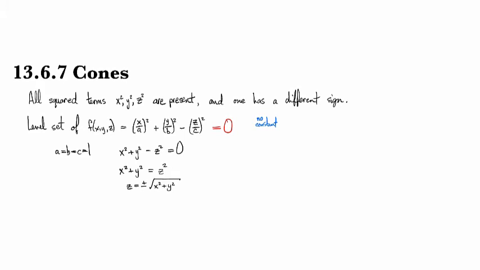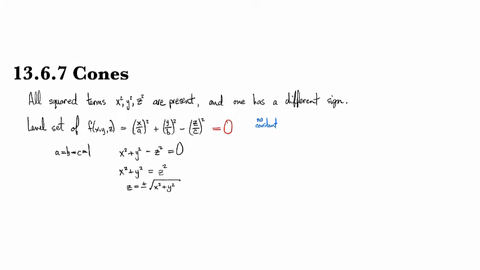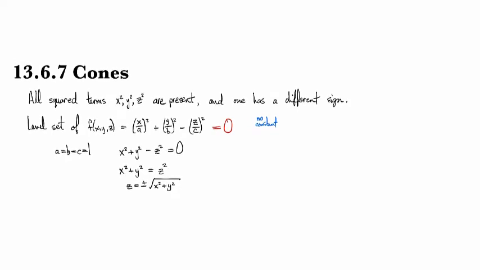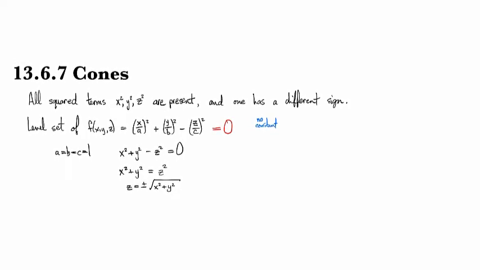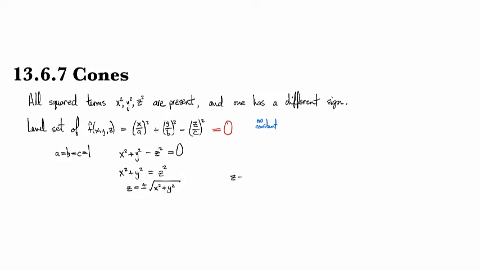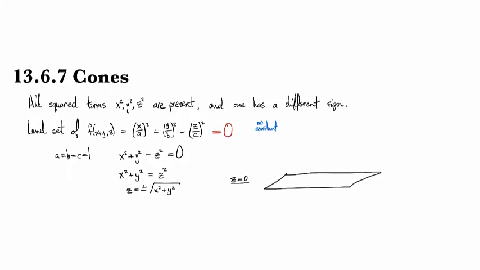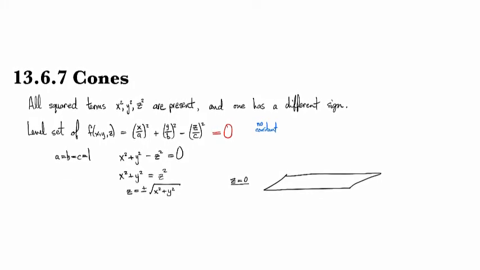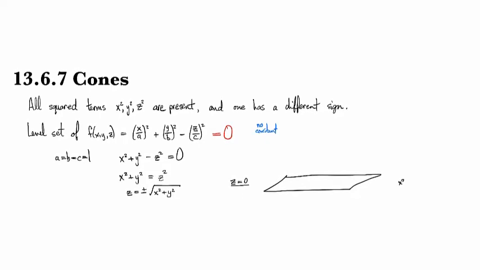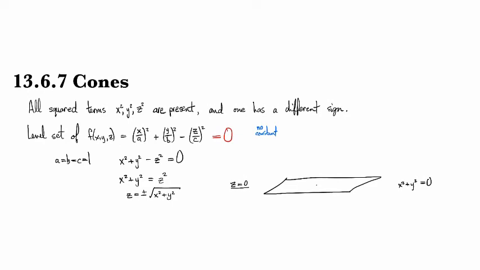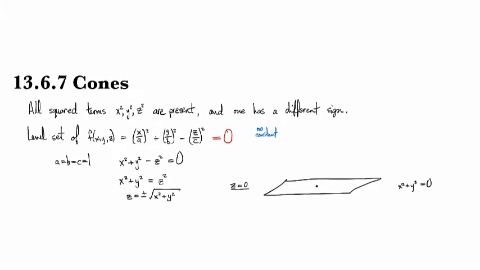And so you can already see what the traces are going to look like for this one. They're going to be circles, right? Or more generally, I guess, ellipses. But if we look at z equals 0 and crunch our trace, then what do we get for this guy? Well, this is going to be x squared plus y squared equals 0, which means both terms have to be 0. So we just have a single point.